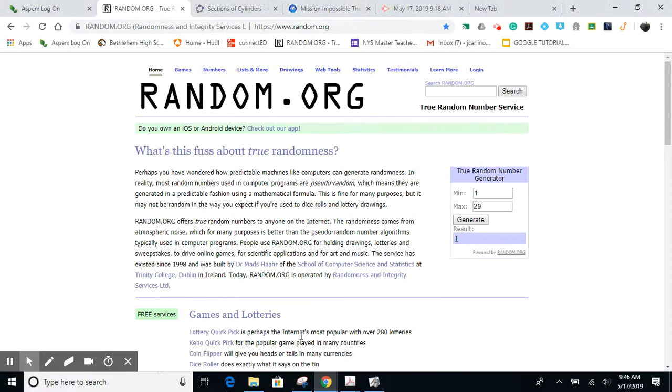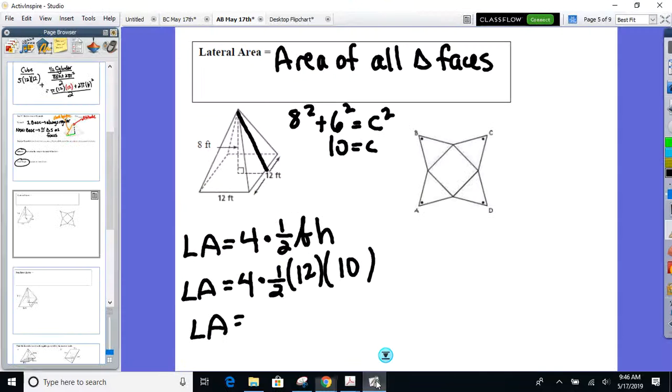And what do you guys ended up getting here? 18 for the lateral area. 240 square feet. Yep. Yes. Yeah, that's fine. I just don't want you guys to remember 80,000 formulas.